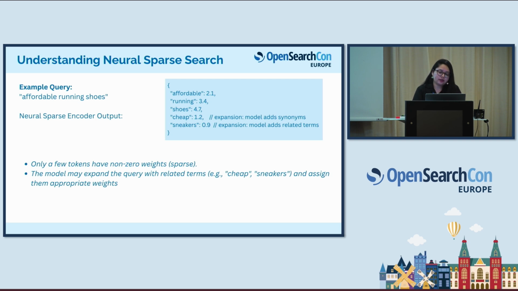And if you notice, only a few tokens have non-zero values. If we go back to BM25, most of the results are zeros. Here, since it's converted into sparse vectors, we will only see the weights. And the model may expand the query with related terms and assign them appropriate weights. So you can use any model with this, maybe any open source model like on Hugging Face or OpenAI or anything.